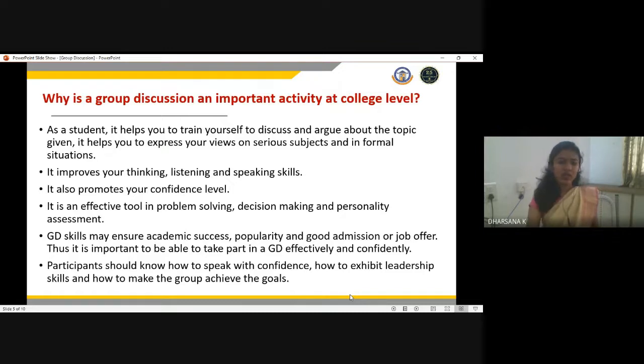And why is it important at college level? Why should you learn about this group discussion? What is the importance of group discussion at college level? Have you ever thought of that? Yes. As a student, it helps you to train yourself to discuss and argue about the topic given. It helps you to express your views on serious subjects in informal situations, and it improves your thinking, listening, and speaking skills. And it also promotes your confidence level.